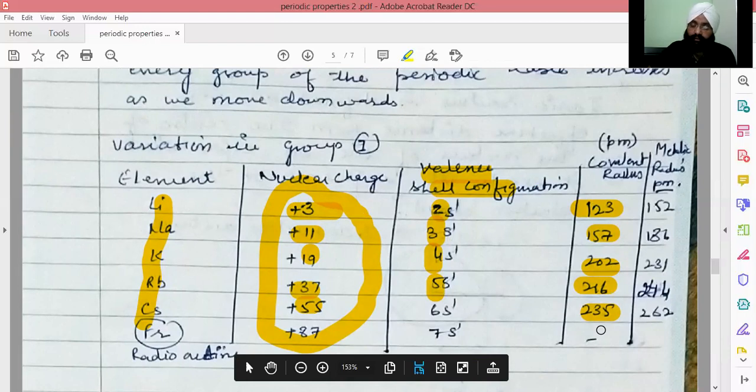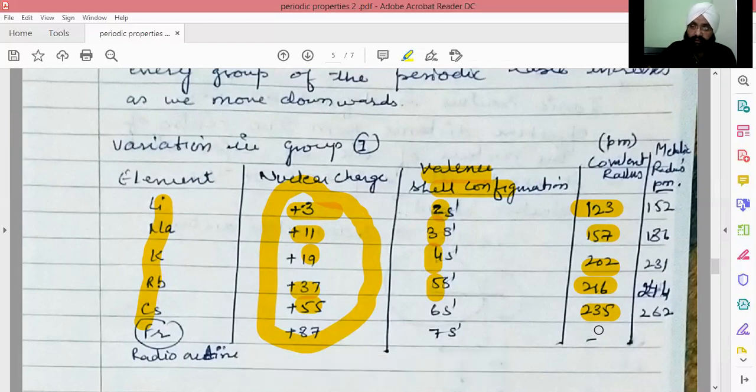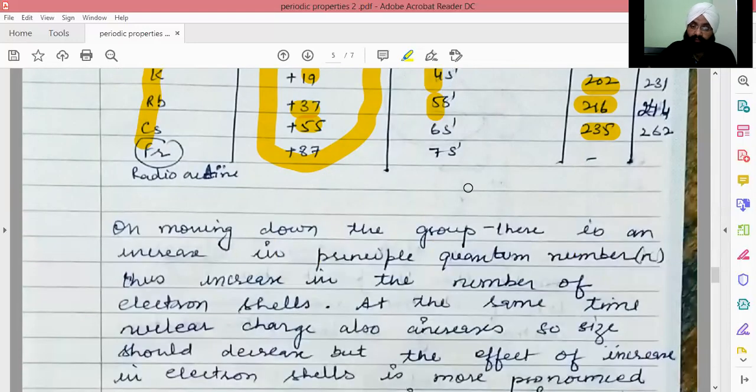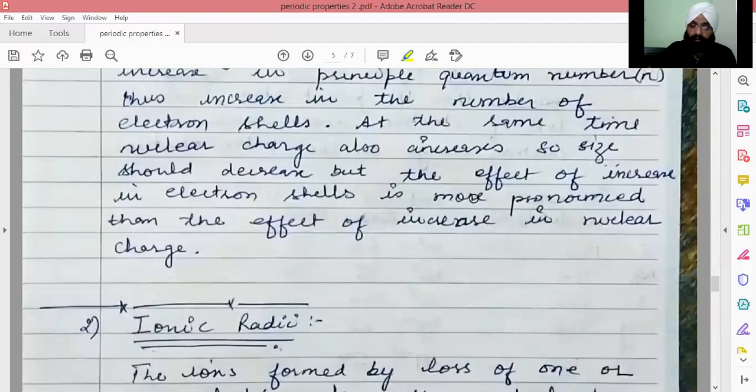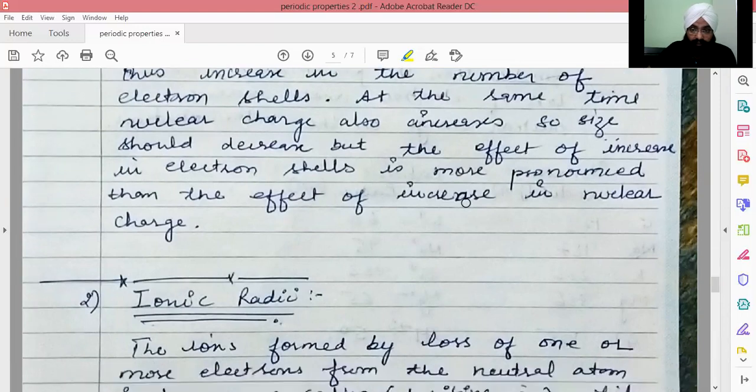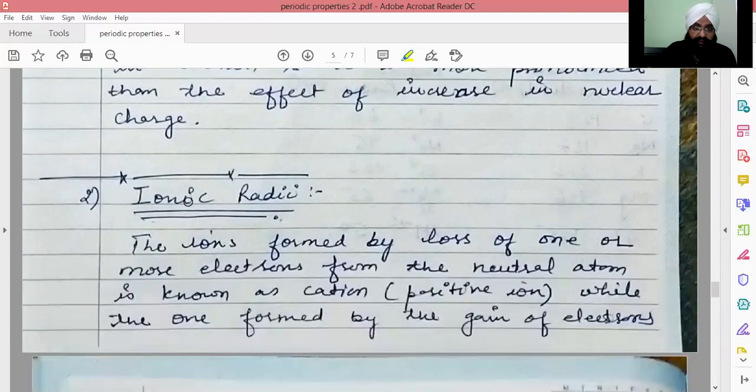But in the case of a period, the outermost shell is the same for all the elements, so the filling of electrons is at the same distance. So the increased nuclear charge gives an increase in effective nuclear charge, whereas down the group, the increase in the nuclear charge is overcome by the increase in the principal quantum number by moving down the group.